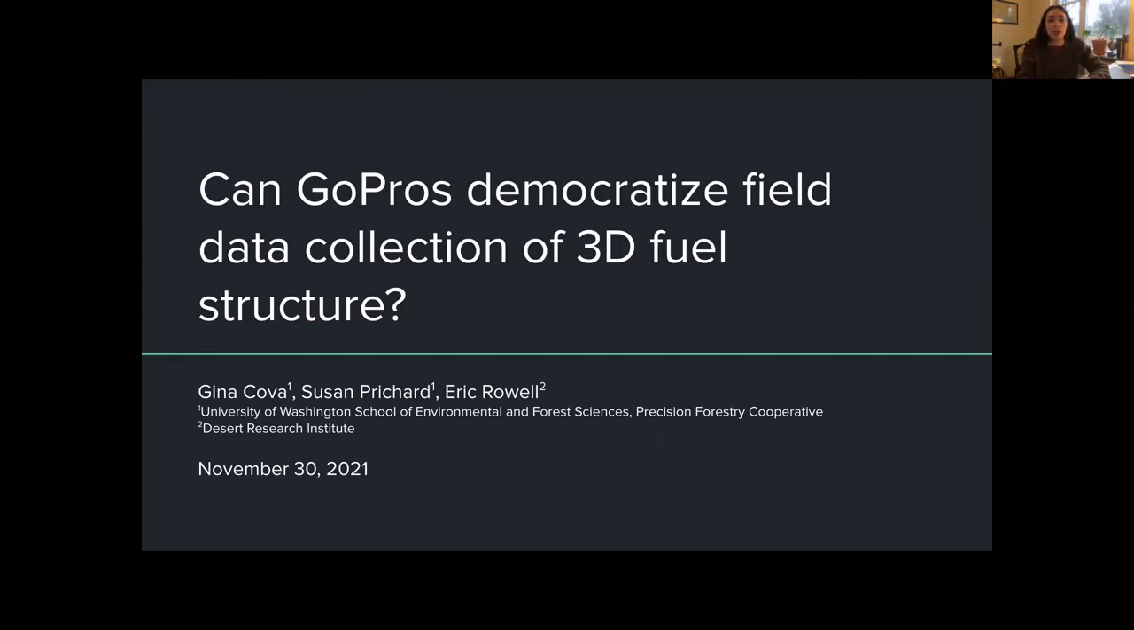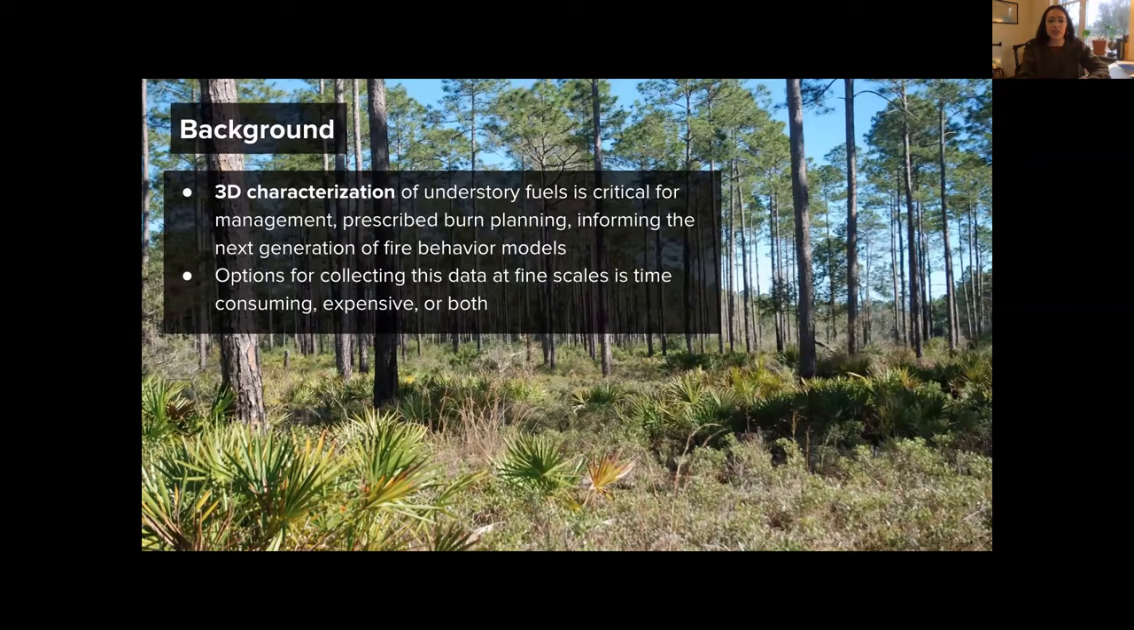Specifically, I'm interested to see if there's an affordable, accessible way that forest and fire managers might be able to learn about the structure and amount of understory fuel present on the lands that they manage. As Eric already introduced, this is obviously important for a variety of reasons. Just to give a few examples, quantifying the structure and biomass of understory fuels is important for fuel management and prescribed burn planning. And 3D characterizations of fuels are really critical for linking vegetation to fire effects and informing the next generation of fire modeling.